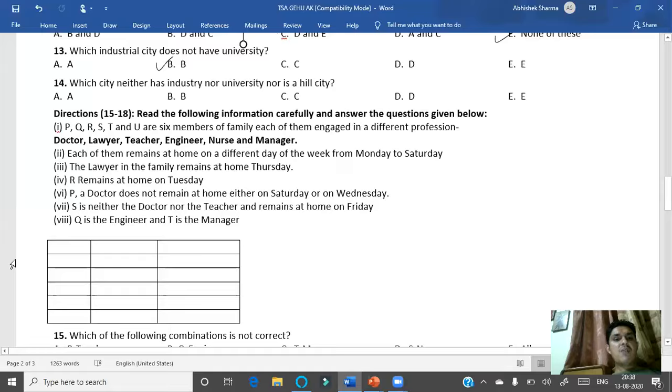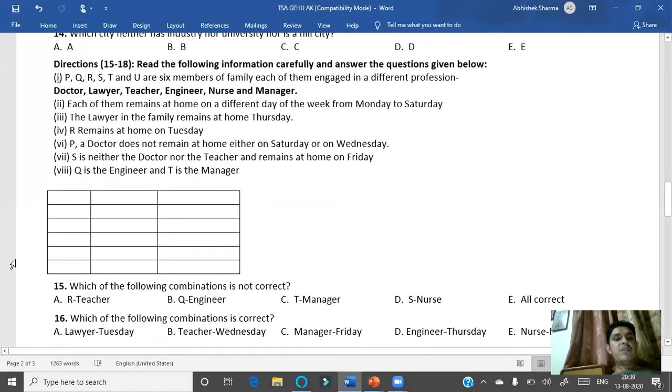This time we have one more question, question number 15, a little bit tricky. The question is: read the following information carefully and answer the question given below. PQRS are six members of the family. Each of them is engaged in a different profession: doctor, lawyer, teacher, engineer, nurse, manager.